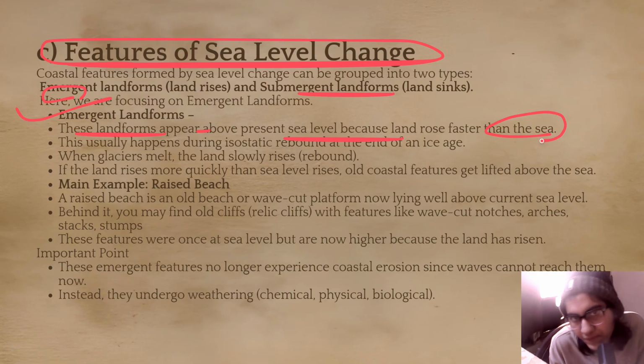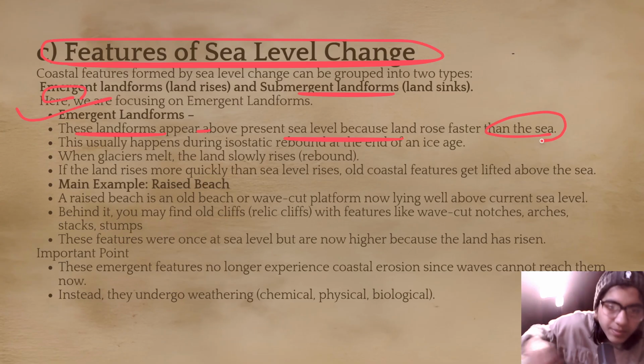So at the end of the ice age, what happens is, the ice melts. Okay, so the pressure on the land decreases, and because of that the land rises. Isostatic rebound happens when glaciers melt. The example given here is a raised beach.